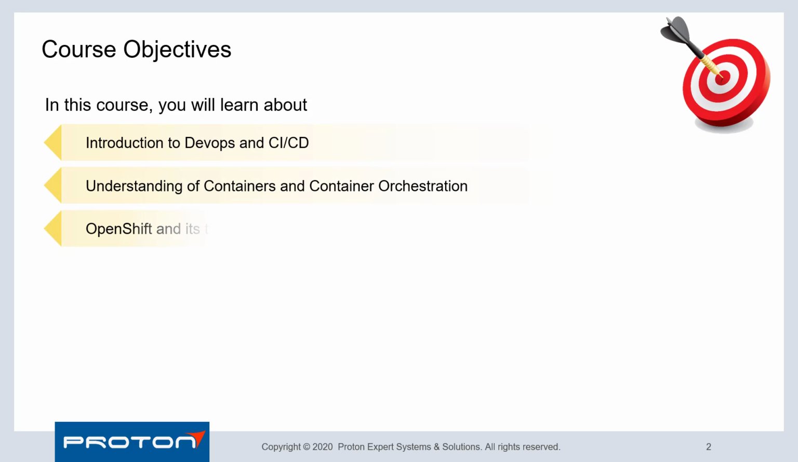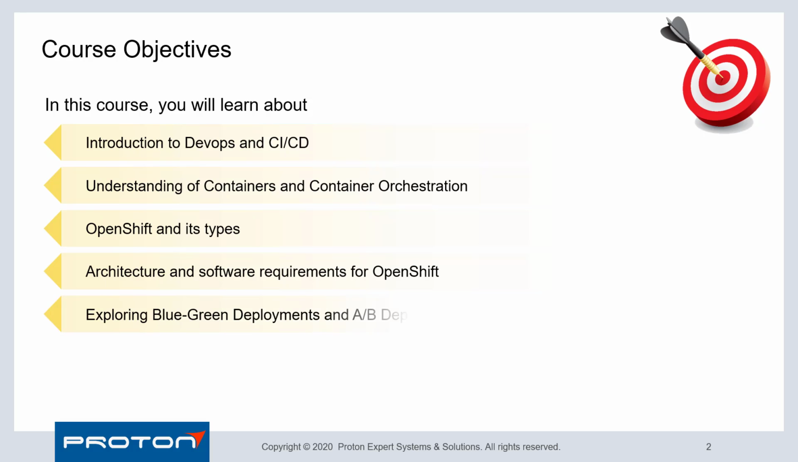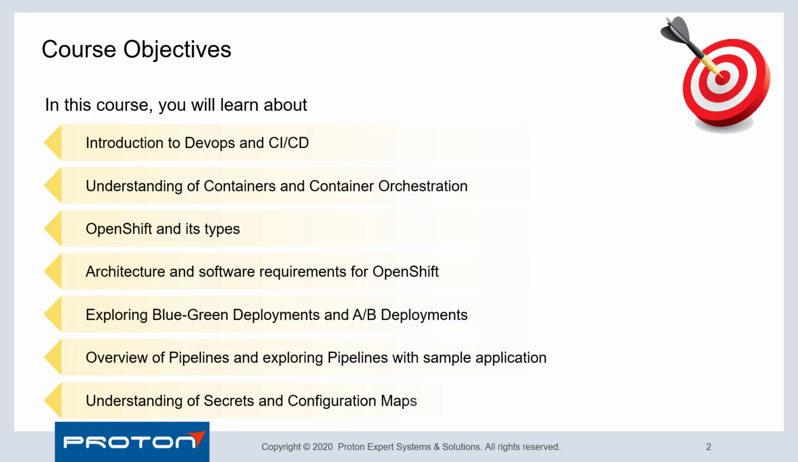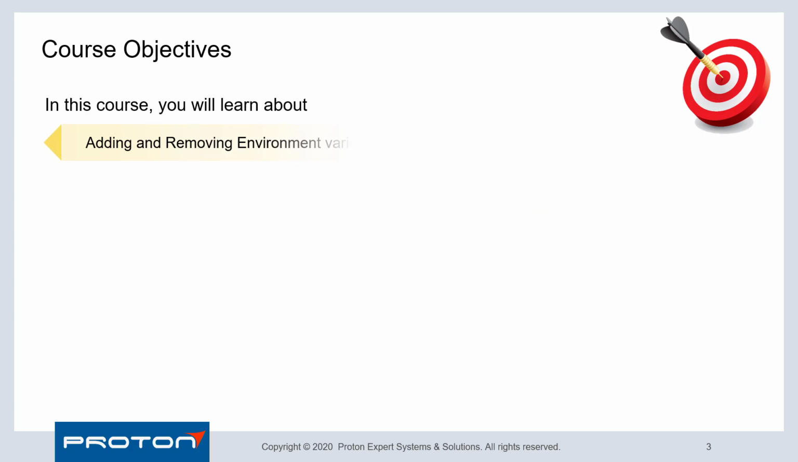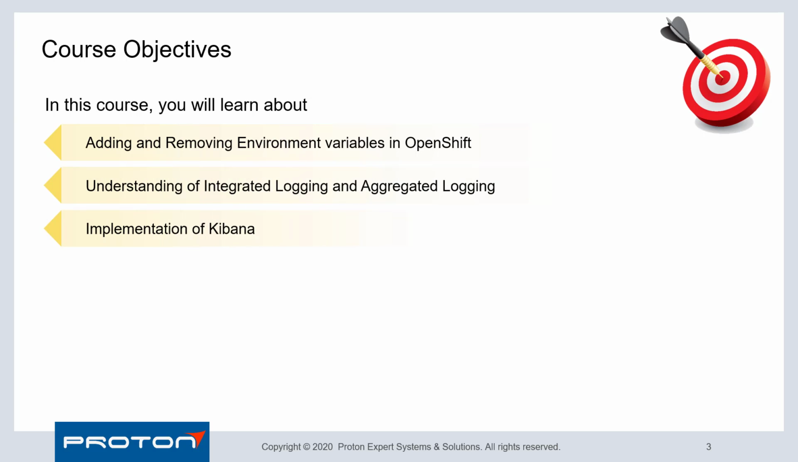In this course, you'll be learning about Introduction to DevOps and CI/CD, that is continuous integration and continuous deployment, understanding of containers and container orchestration, OpenShift and its types, architecture and software requirements for OpenShift, exploring blue-green deployments and A/B deployments, overview of pipeline and exploring pipelines with sample application, understanding of secrets and configuration maps, followed by adding and removing environment variables in OpenShift, understanding of integrated logging and aggregated logging, implementation of Kibana, overview of resource scheduling.